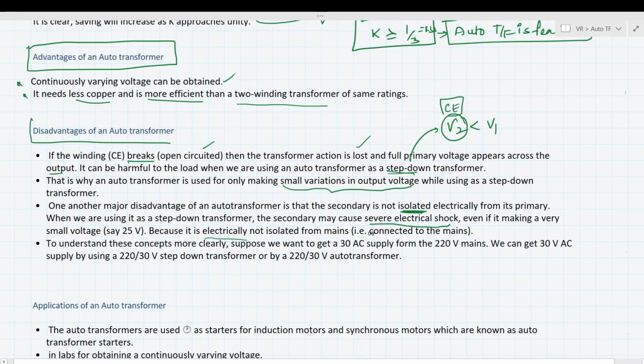To understand these concepts more easily, suppose we want to get a 30 volt AC supply from 220 volt mains. So we have 220 volts as input and we need V2 as 30 volts, that means we need a step down transformer. We can get a 30 volt AC supply by using a 220 by 30 volt step down transformer or a 220 by 30 volt auto transformer. So this is one application.